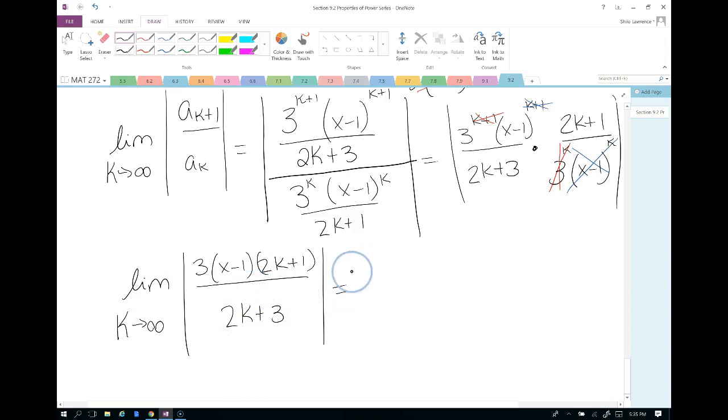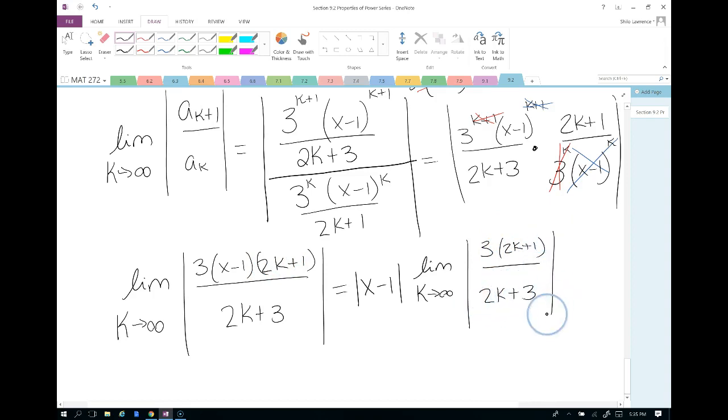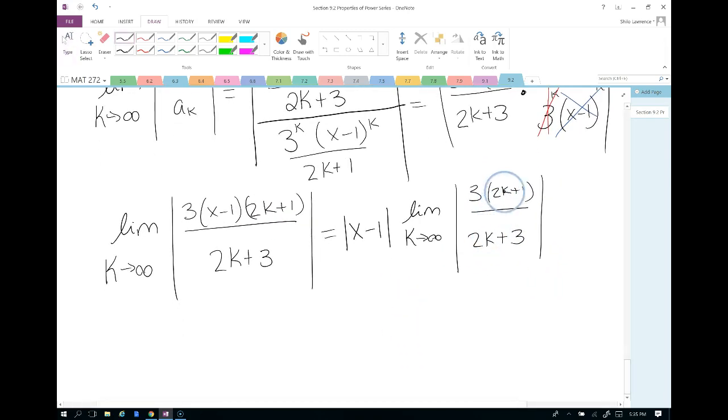And if you want to, this limit is only dependent upon k. So you can pull that absolute value of x minus 1 out. That has nothing to do with the limit portion, which is just k's. So we've got 3 times 2k plus 1 over 2k plus 3. Now that limit, because we've got a linear expression in the top and a linear expression in the bottom, the way we do that limit is just by looking at the coefficients.